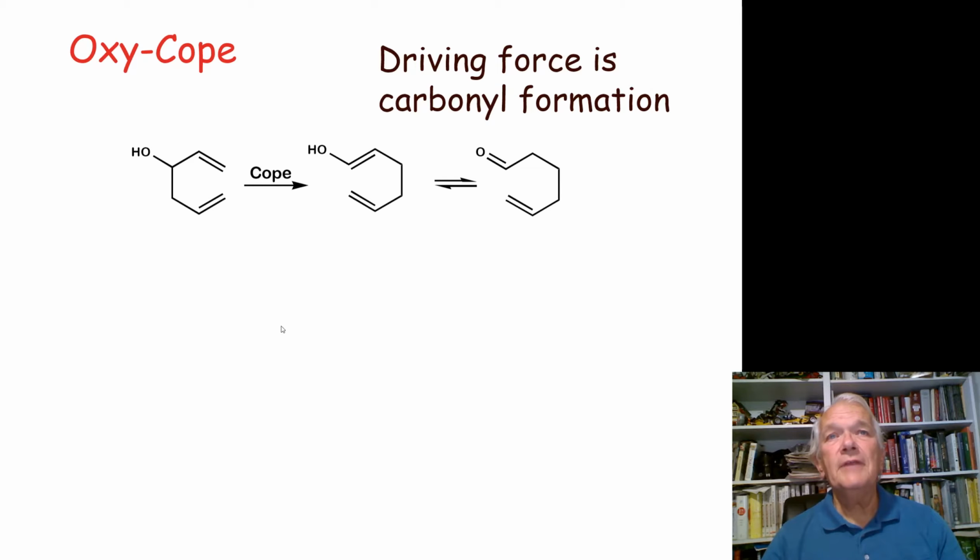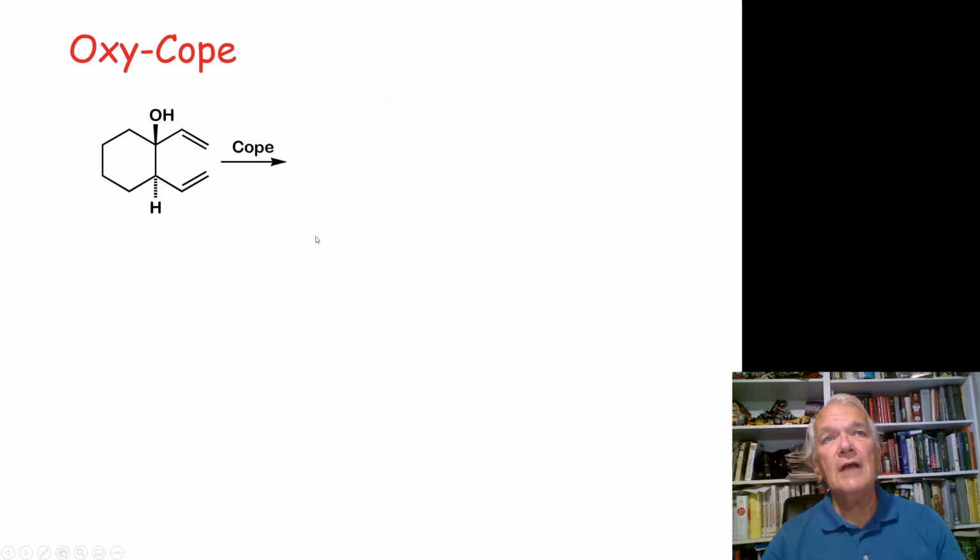There's something called the Oxy-Cope. The Oxy-Cope has an oxygen, but the oxygen is not involved in making and breaking the bonds. But what it does do when you do the Cope is that the OH becomes part of an enol. And when it becomes an enol, of course, enols will tautomerize to, in this case, an aldehyde. And that's the driving force for the reaction, because now it's not going to go backwards. To go backwards, you'd have to reform the enol, which is unfavorable. So this is the Oxy-Cope.